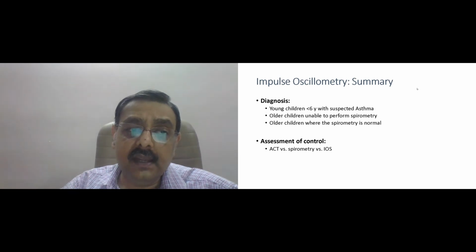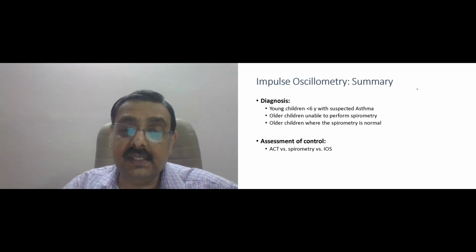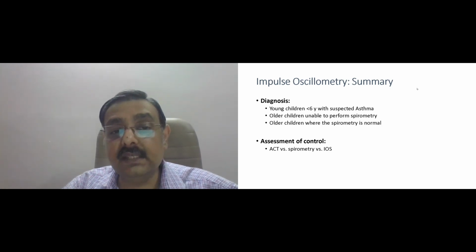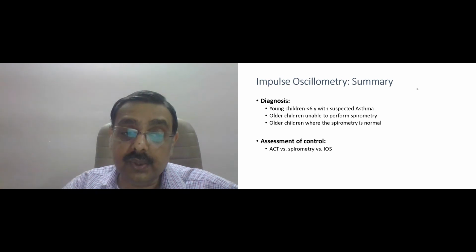Oscillometry, to summarize here: use it in children less than 6 years of age who have suspected asthma, older children if they are unable to perform a spirometry, or in older children where you find a discrepancy between symptoms and lung functions. So, a child is symptomatic, but the spirometry is normal. What's going on? They can be having a small airway disease. And it also helps in assessment of control, as we have talked about.